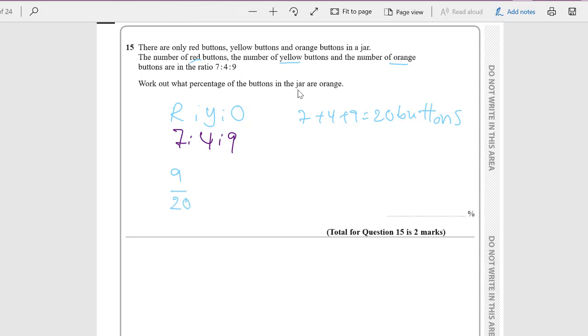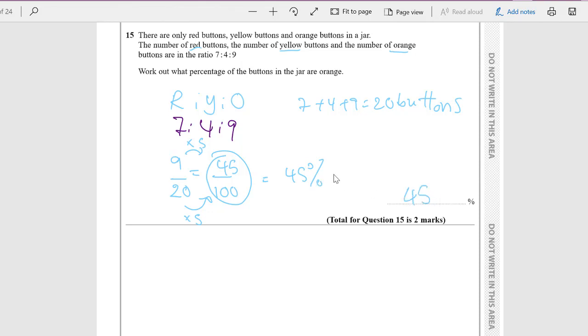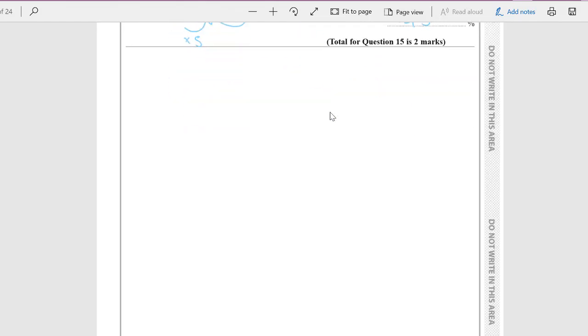Now, since we want to work out the percentage, what we can easily do is say, how do we turn 20 into 100? So we can times that by 5. And then therefore we do the same thing here, times that by 5, which gives us 45. Now that we have something over 100, we can say that this is 45%. So 45% of the buttons in the jar are orange.